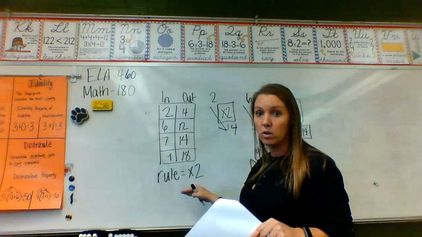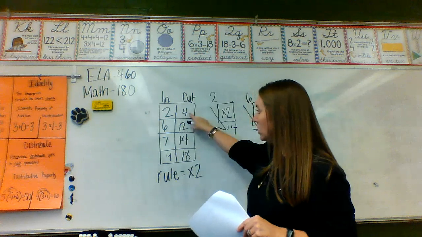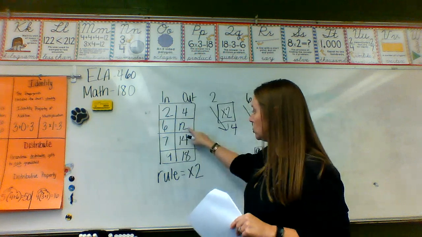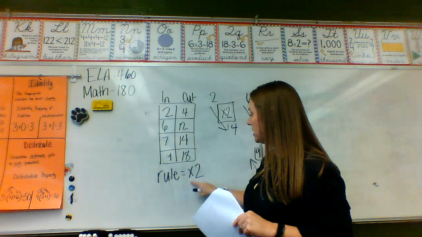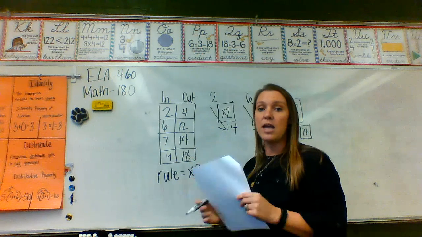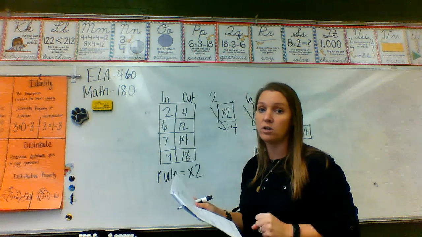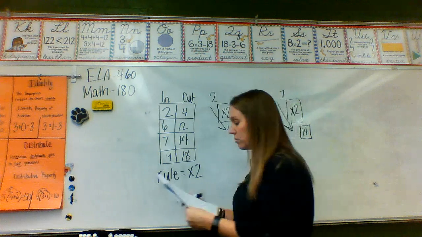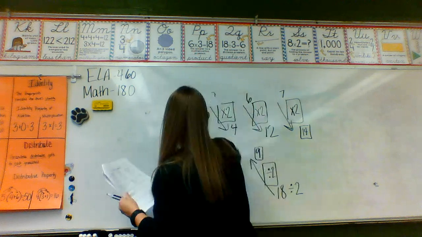It's the rule. Okay? So here I say 2 times 2 is 4. 6 times 2 is 12. 7 times 2 is 14. 9 times 2 is 18. That rule works for the entire box. If you decide on a rule, if it's subtraction, that rule has to work for every single thing in the box. All right, let's try another one on this page.